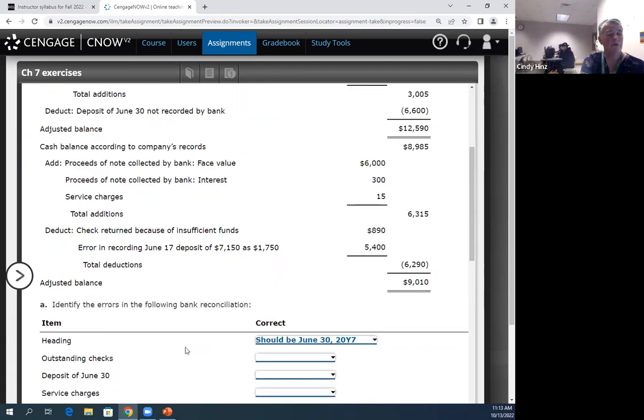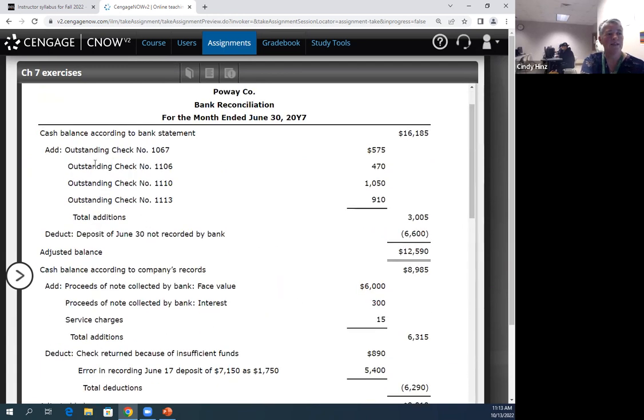The next thing we're supposed to look at is the outstanding checks. These outstanding checks are checks that we have written and we took them out of our balance and our accounting records, but the bank still has them in there. So what's wrong with what's listed here? What's wrong with the way they presented it? Yeah, so it says we should add those. No, the problem is they're still in there and they need to be deducted.